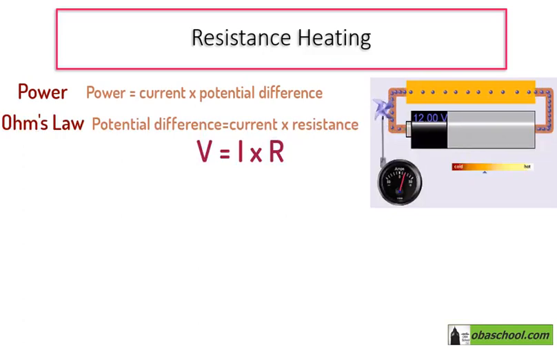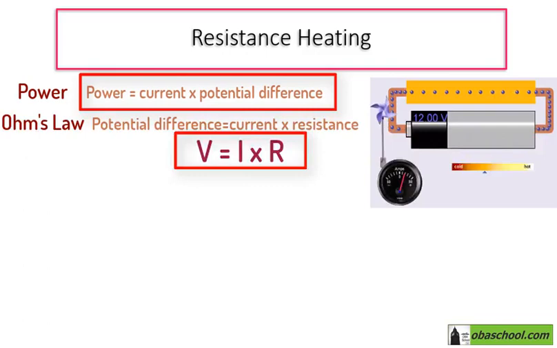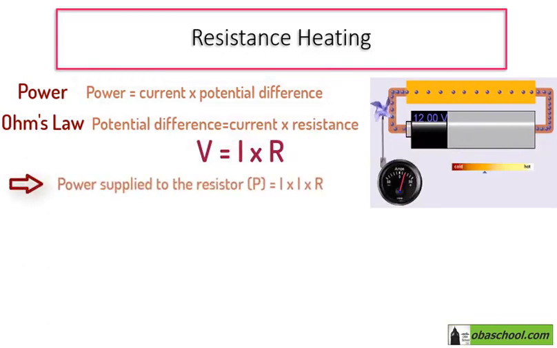Let's replace the potential difference V in the equation of the power. Then the power supplied to the resistor, P in watts, is equal to the current multiplied by the current multiplied by the resistance. So we have replaced V by I multiplied by R. And I multiplied by I gives I squared, so the equation of the power reduces to current squared multiplied by the resistance.